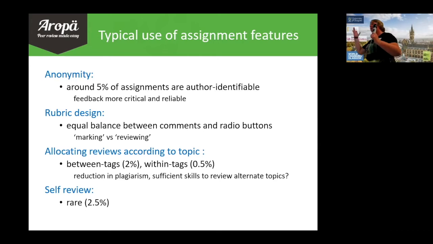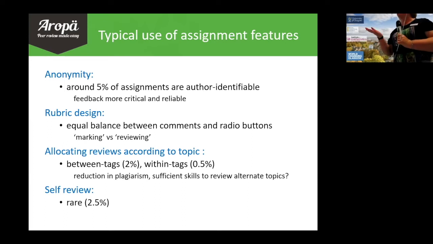I've got loads and loads of data about the class composition and what lecturers tend to do when they're running Aropa assignments. About 5% of the assignments are author identifiable. Most instructors say it's anonymous, so that the reviewer doesn't know who they're reviewing. Reviewers themselves are always anonymous. In some cases, the authors are identifiable.